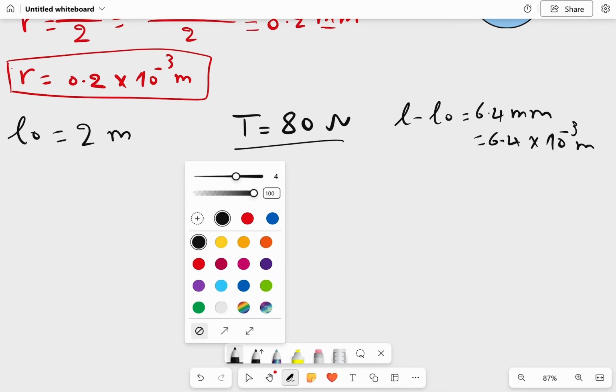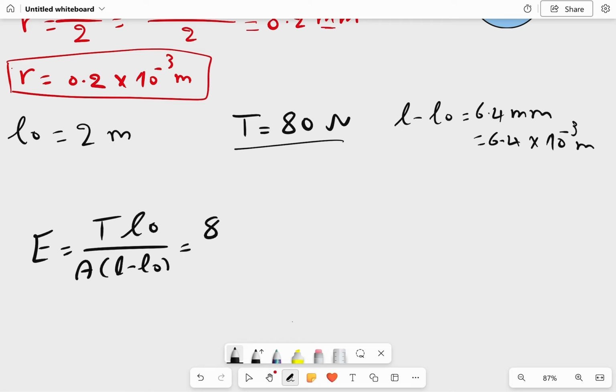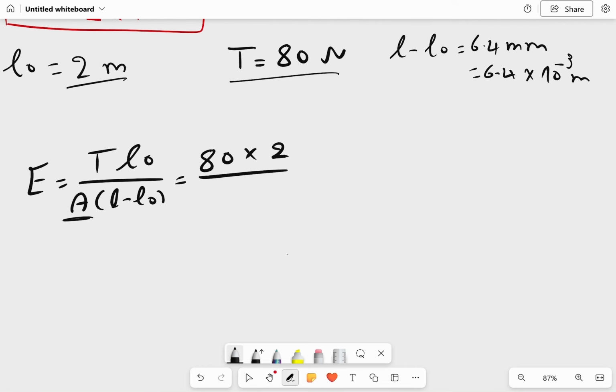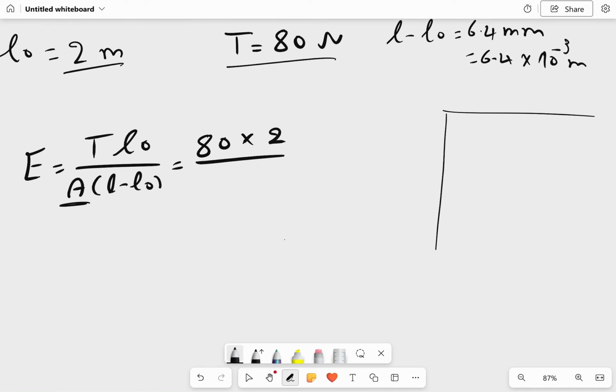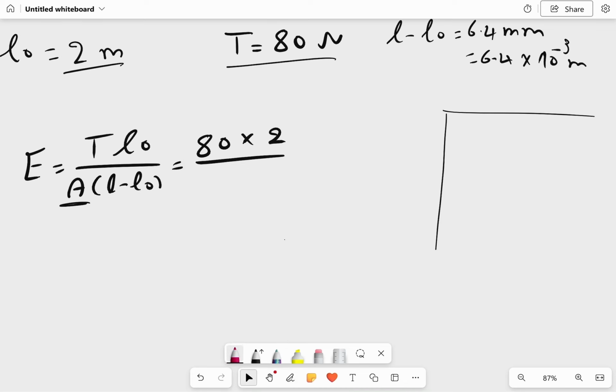So let's do it like this. Young's modulus is equal to tension multiplied by initial length divided by area multiplied by elongation. This is equal to 80 multiplied by initial length 2, divided by, do I have area? No, I don't. Now I have to find area. Whenever you have diameter, change it to radius and find area. The area of a circle is equal to pi r squared.